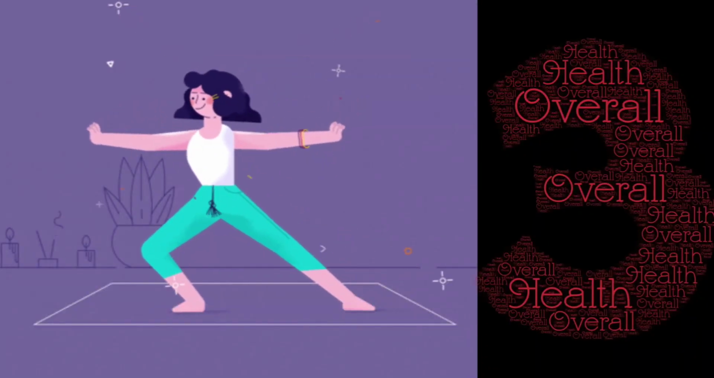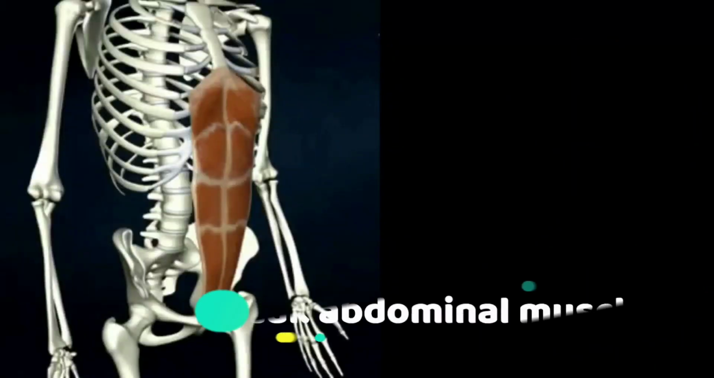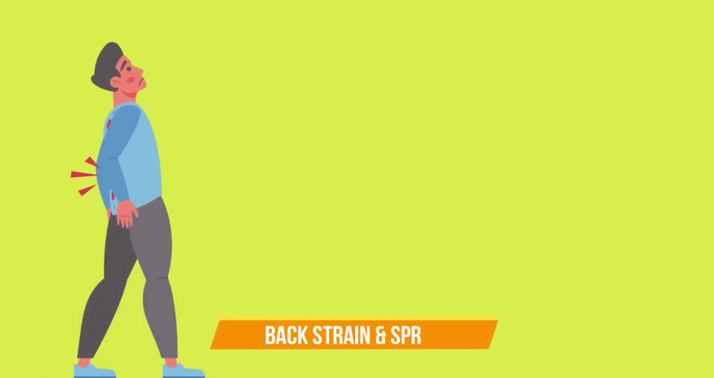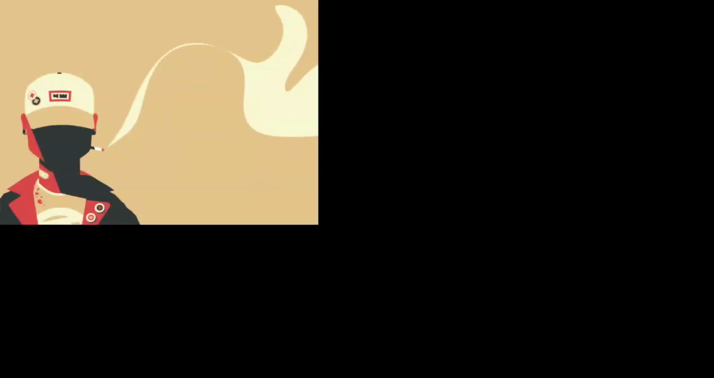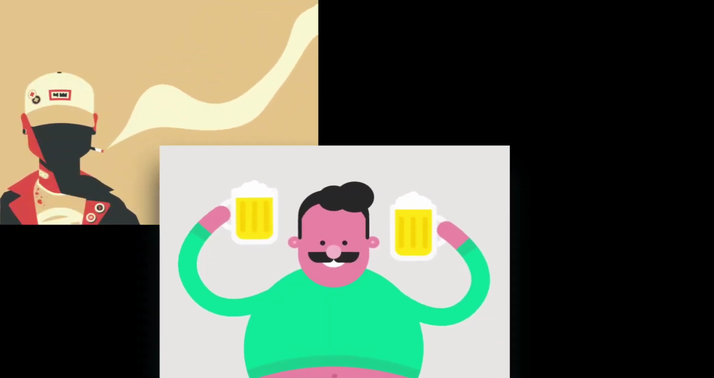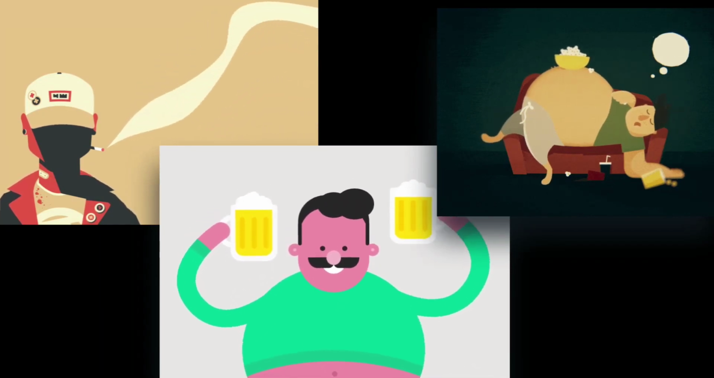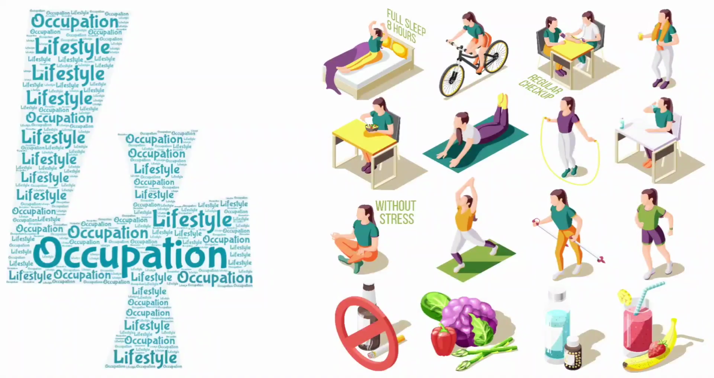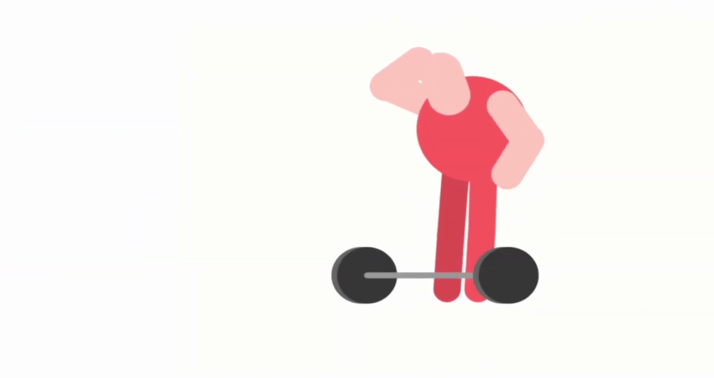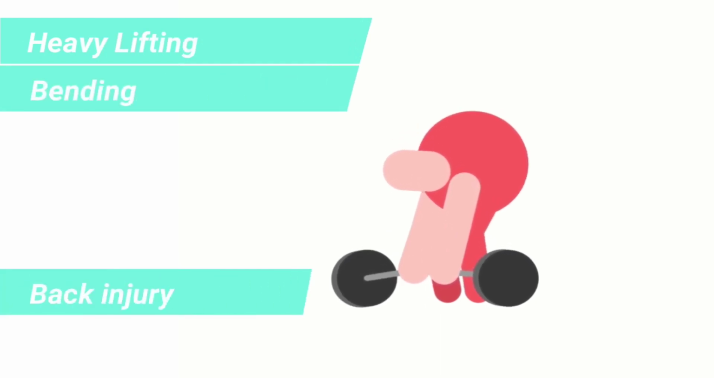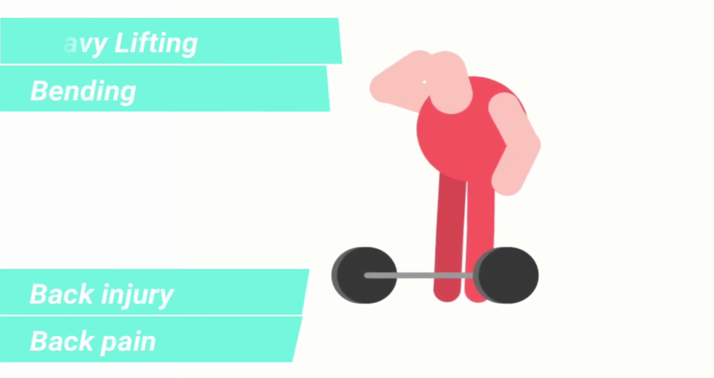Third is overall health of the individual. Weakened abdominal muscles can't support your spine, and this can lead to back strains and sprains. People who smoke, drink alcohol excessively, or live a sedentary lifestyle also have a higher risk of back pain. Fourth is occupation and lifestyle. Jobs and activities that require heavy lifting or bending can increase the risk of a back injury, and this can again lead to back pain.